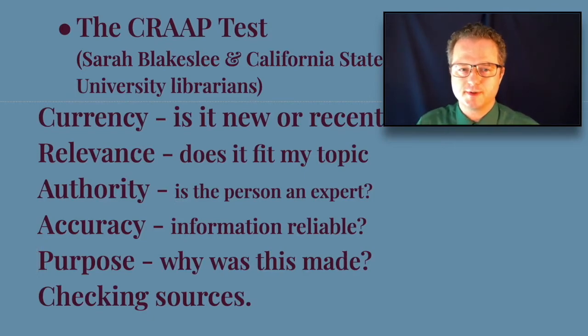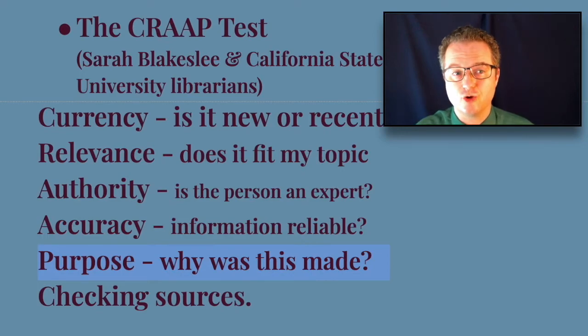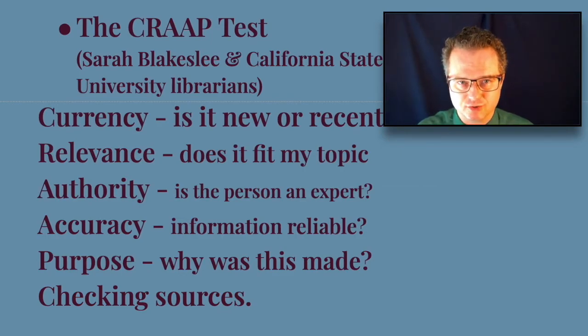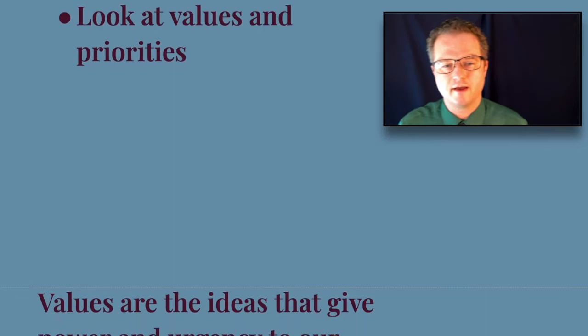Another thing for purpose is to check who's putting the money into it. Who paid to publish this book? Because sometimes once you find out who paid to publish that thing, then you can figure out what they really want and why they made it. Okay? These are methods for checking sources. This is a powerful tool because we should never automatically trust any source that we find, even if it's in a university library. And that's the CRAAP test. Now, the next thing we're going to talk about here is checking values.